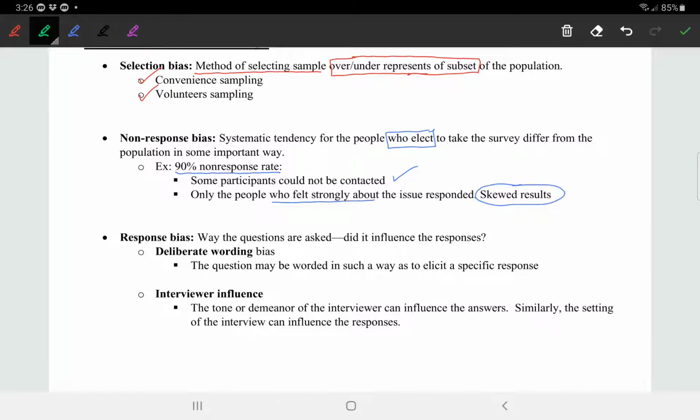There's also response bias. We have to ask, did the way we asked these questions influence the responses? There are a couple of ways this could happen. Was there a deliberate wording bias? Were the questions worded in such a way as to elicit a specific response? Were you leading the witness, as it were? There's also the question of how the interviewer influences the responses. The tone and the demeanor of the interviewer can influence answers, and similarly, the setting in which the interview takes place can also influence the responses.